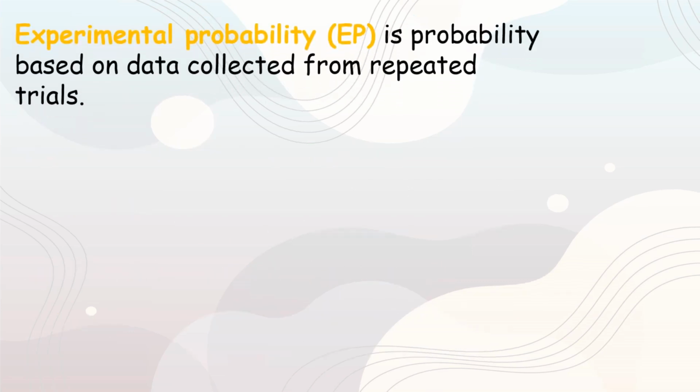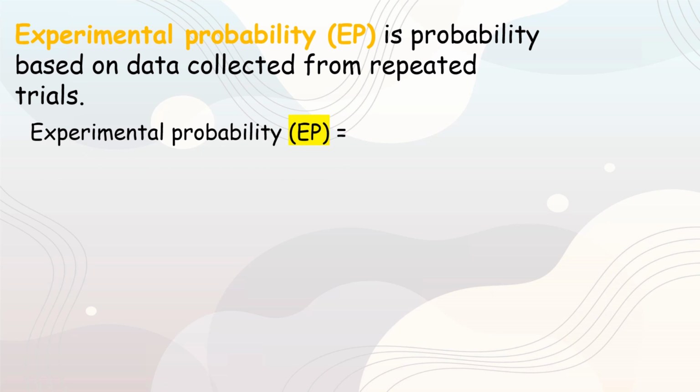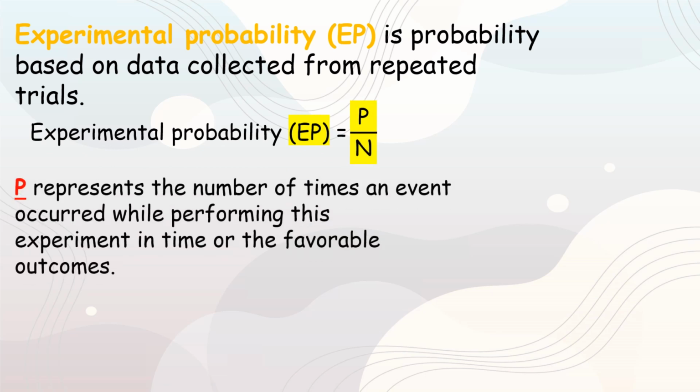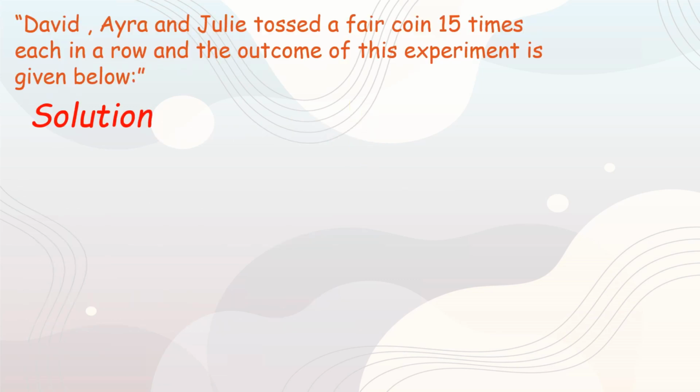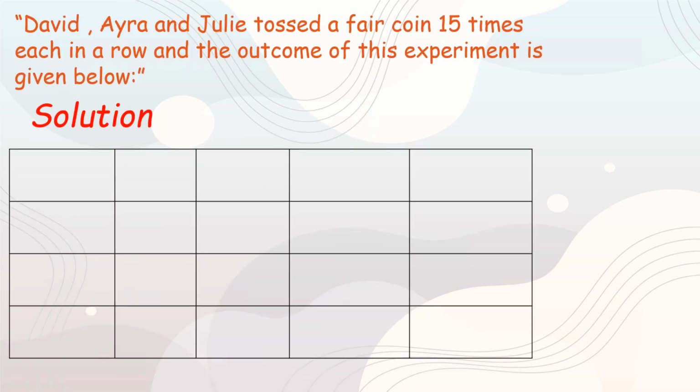So, experimental probability is probability based on the data collected from repeated trials. Dun po natin kinukuha yan, no, sa data na na-collect natin based doon sa paulit-ulit nating ginawa. So, experimental probability is equal to P over N, where P represents the number of times an event occurred while performing this experiment, or the favorable outcomes, while N represents the number of times an experiment is done, or the total possible outcomes. So, David, Ira, and Julie tossed a pair of coins 15 times in a row, and the outcome of this experiment is given below.